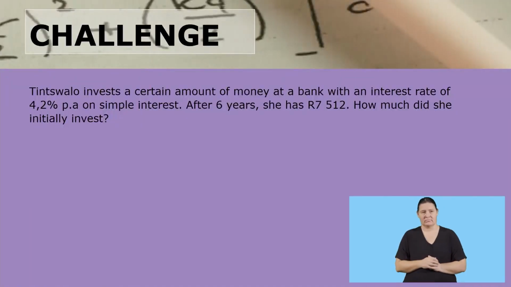Then lastly, to end off our lesson, we are going to end it with a nice challenge. So, Dintswalo invests a certain amount of money at a bank with an interest rate of 4.2% per annum on simple interest. After 6 years, she has 7,512 rands. How much did she initially invest? So this time you are not given the principal amount, but you are given the total amount. You need to calculate what was the principal amount that Dintswalo invested in her account.